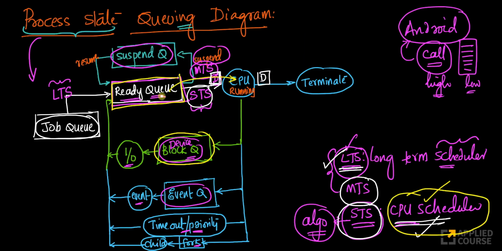Your short-term scheduler, if you go back to this diagram, cannot control how much time a process is blocked in the block queue or the event queue. It can't control all of that. But what it can control is how much time the process is waiting in the ready queue. Because if your STS, or short-term scheduler, is more efficient, it can schedule these processes much faster on the CPU, right?